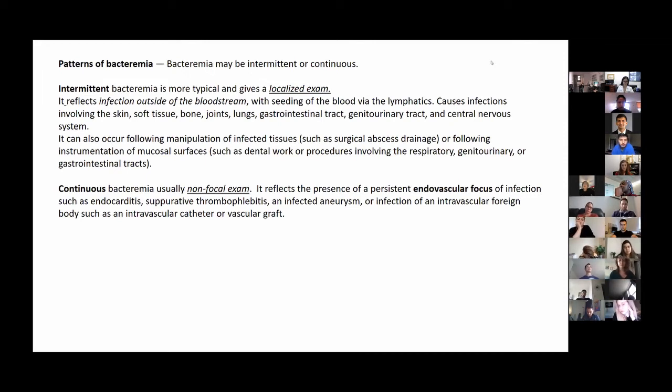And the second pattern of bacteremia is the continuous. And that kind of is the definition of endocarditis. And it reflects the presence of a persistent endovascular focus. So that is a deep-seated infection where, if we do not surgically remove the graft or the catheter or the vegetation, then you will have positive blood cultures all the time. So it doesn't come and go, it is continuous. Okay.